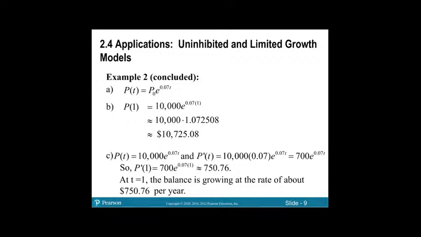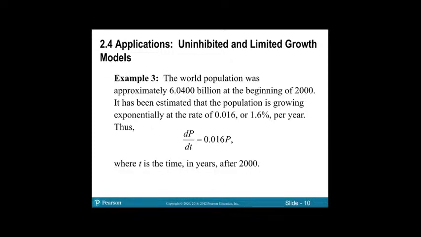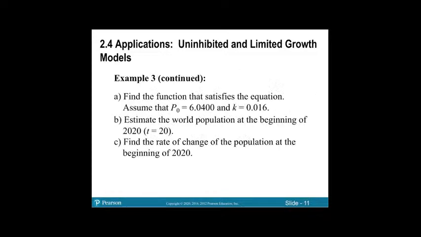The world population was approximately 6 billion at the beginning of 2000. It has been estimated the population is growing exponentially at a rate of 0.016, or 1.6% per year. So the rate of growth is going to be 0.016 times P, where t is the time in years after 2000. Find a function that satisfies this equation. Assume that the starting amount is this, and we have this.